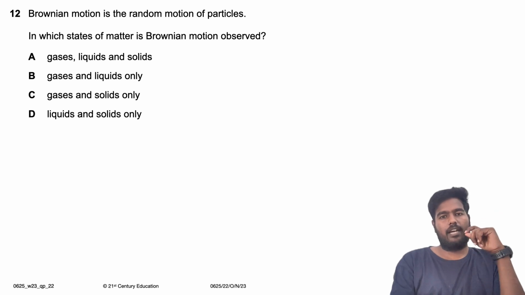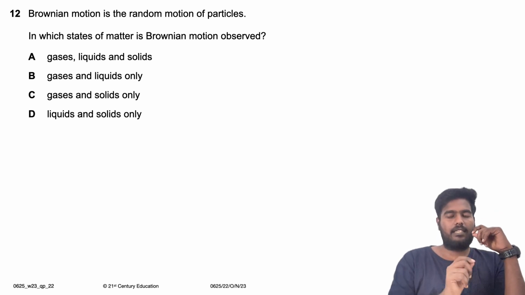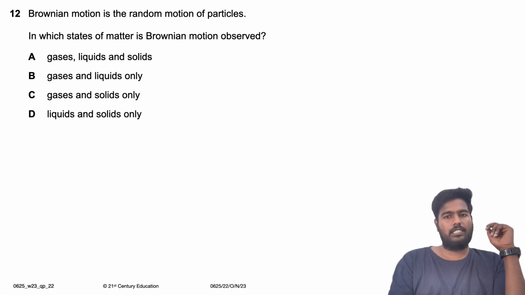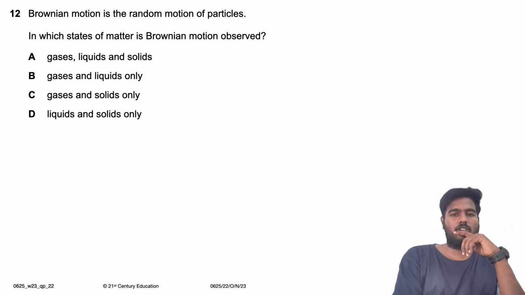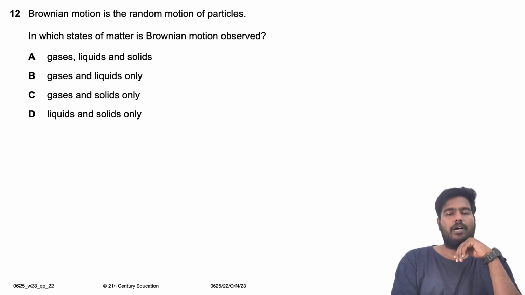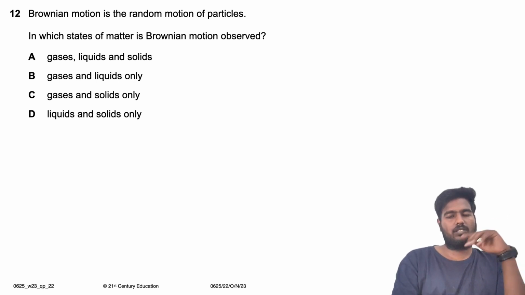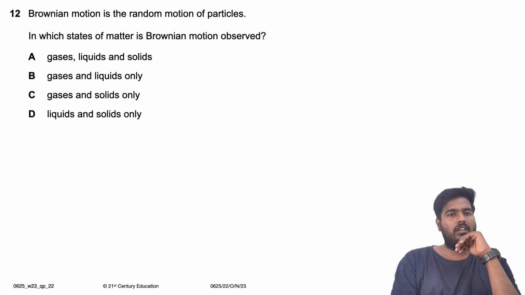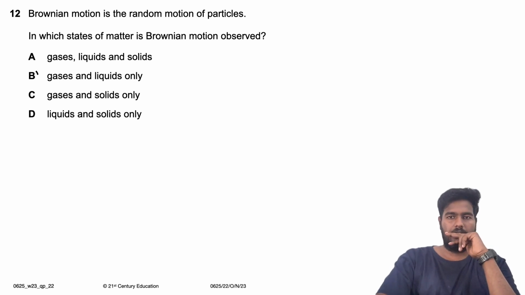Small particles in random motion hit the big particles, like air molecules hitting the smoke particles, or liquid particles hitting the dust particles. So these particles go in a random motion. This does not happen in solids because solid particles are fixed in their positions. It's called a lattice. So Brownian motion is observed only in gases and liquids. So option B is the right answer.